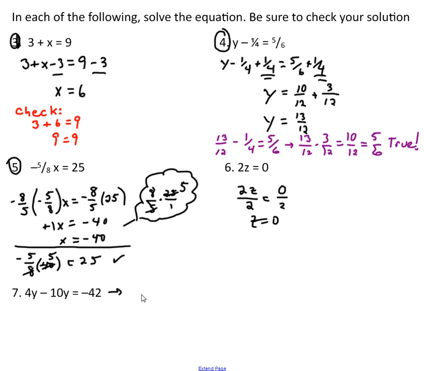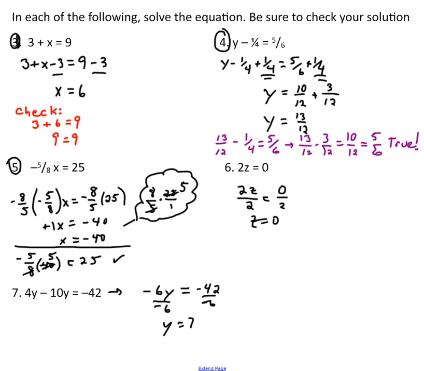We have to simplify on the left-hand side first. That means we need to combine our like terms. So we're going to simplify by combining 4y minus 10y to give us -6y. As we remember from simplifying our expressions, we combine like terms by combining their coefficients, and we're going to get -6y equals -42. Well, in this case, since we've got a whole number times y, we can simply divide on both sides by -6. Divide on both sides by -6, and we're going to find that y is equal to +7.